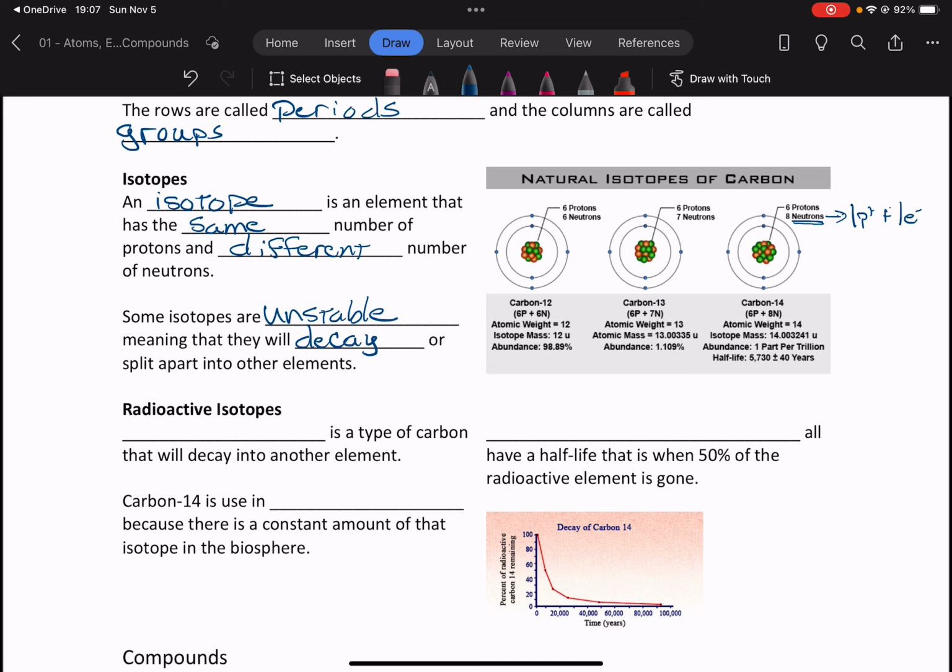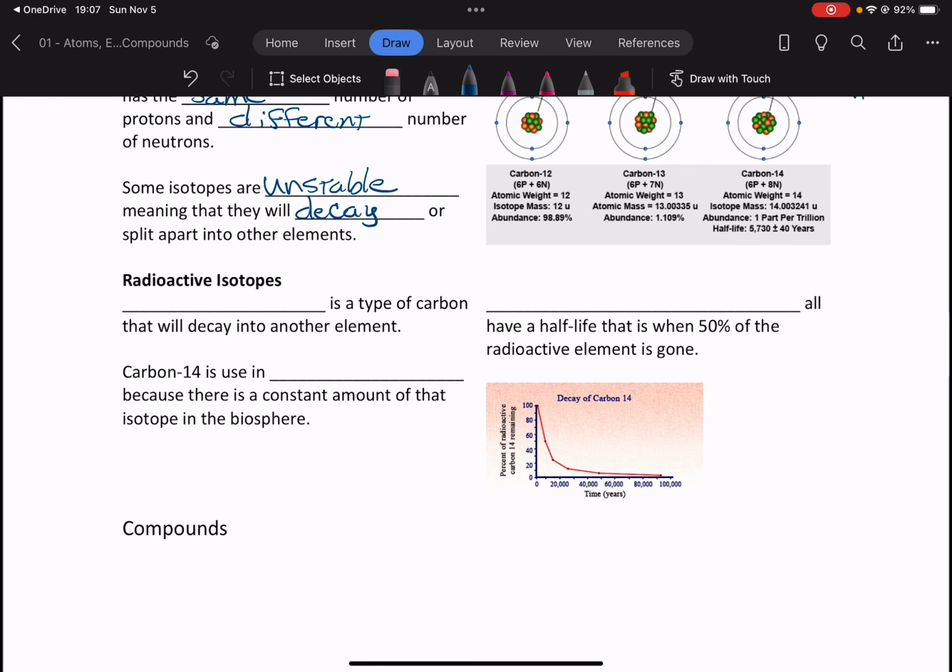Some other elements split apart, like uranium does. I'm trying to think of some other one. A lot of the radioactive ones, especially above 80, above lead, which is 82 I think, will start to decay down to there. In general, carbon-14 is a type of carbon that will decay into another element, like I just explained. It will move into nitrogen, which is the next element up.